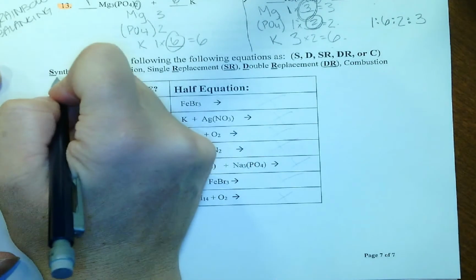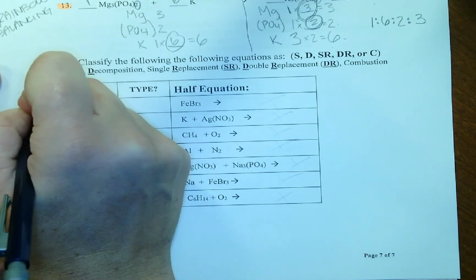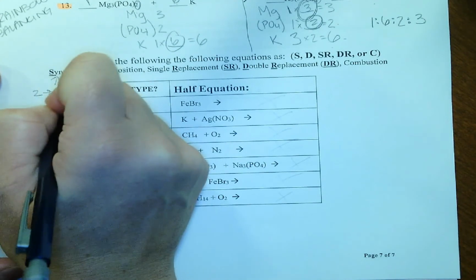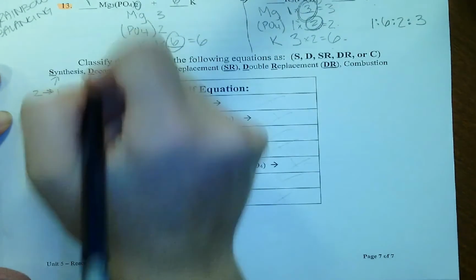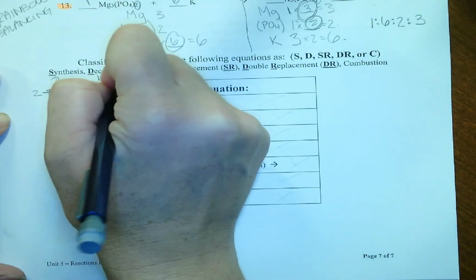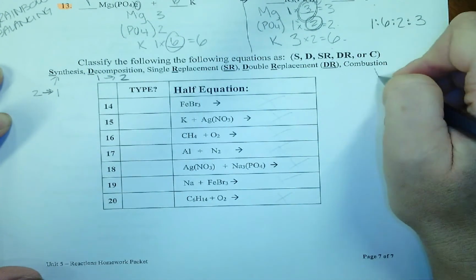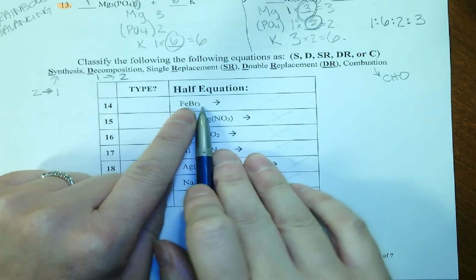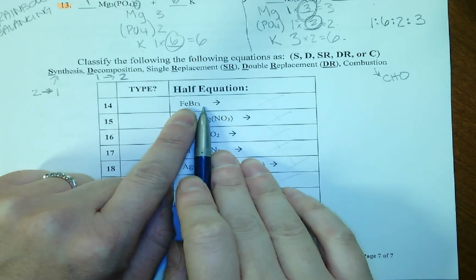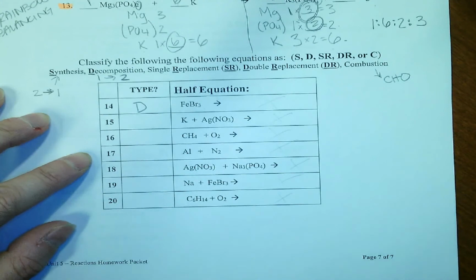So remember, synthesis, synthesizing, photosynthesis means to build up and get bigger. So you have two things combining to one thing, if it's synthesis. Decomposition is the exact opposite. You have one big thing that's decomposing. It's breaking apart two separate things. Combustion reactions are always our CHO. Okay. So let's look for those first. No plus sign on number 14. It means I've only got one thing, so that has to be decomposition. All it can do is decompose and break apart.